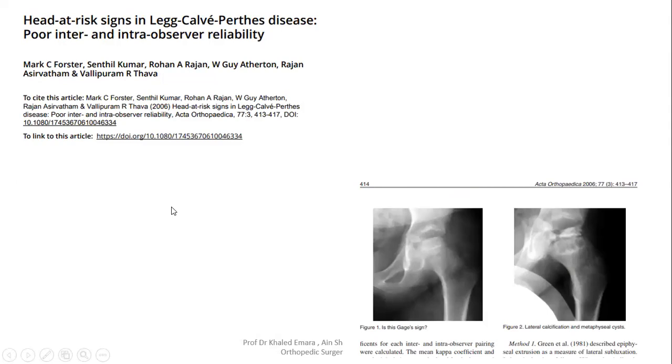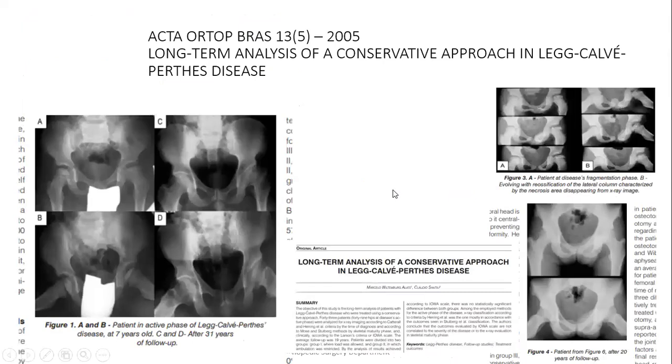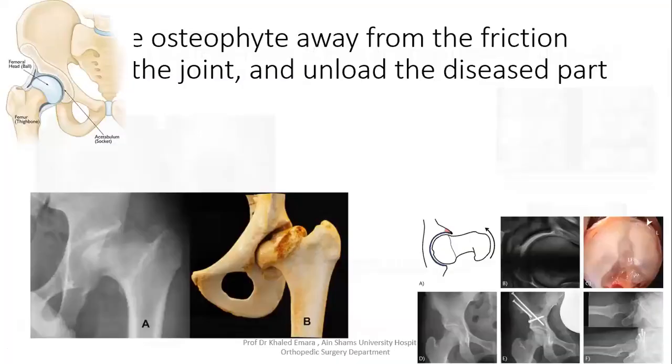Also, head at risk signs. Head at risk signs have very poor inter and intra observer reliability. So, head at risk signs has nothing to do with indication. If the patient is older than 8 years old, if the patient is female, if you get signs showing osteophyte and hinge abduction, this is a patient who needs treatment. But in younger than 6 years old, don't do anything. Just leave the patient alone and he will get better.